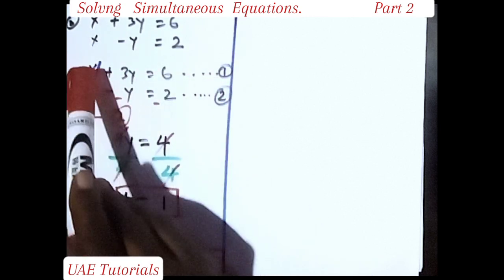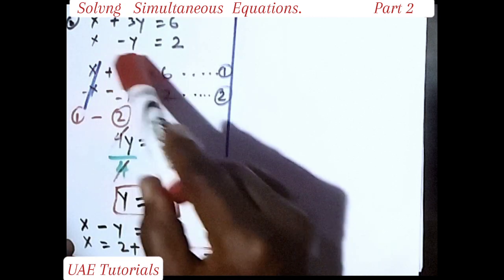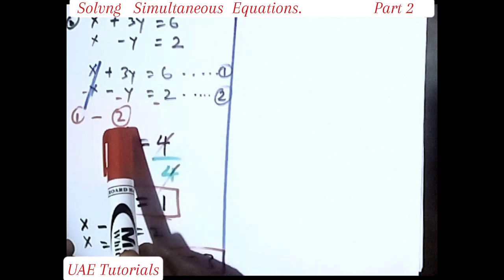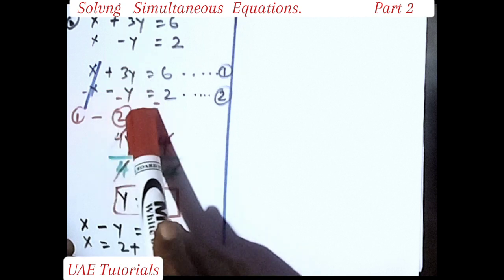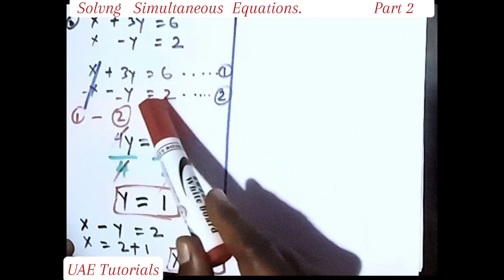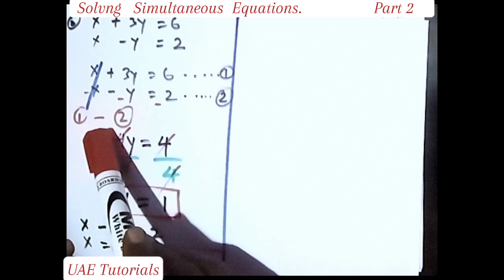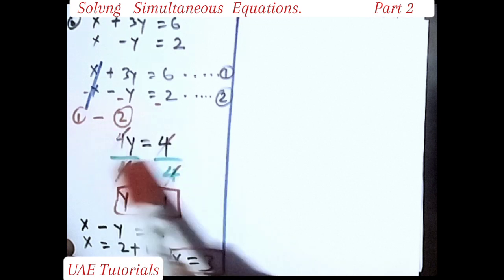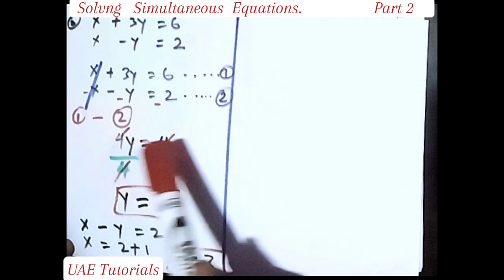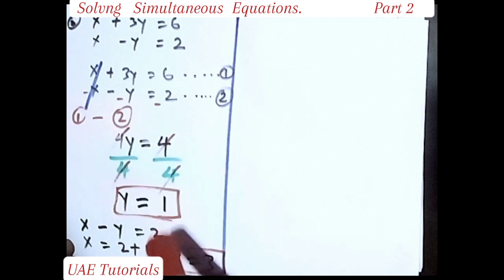And when we did that, this is the operation that we're performing, equation 1 minus equation 2. So x minus x just goes away. Then you now have 3y minus y. So that becomes 3y plus y, which gives us 4y. And then you now have 6 minus 2, which gives us 4. This new simple equation we got has a coefficient of 4 for y. That is why we divided both sides by 4, and then we cancel out, and we got y equals 1.